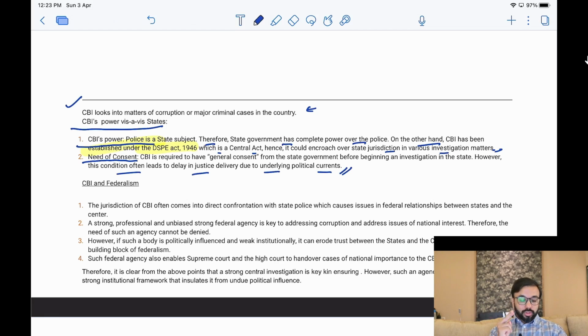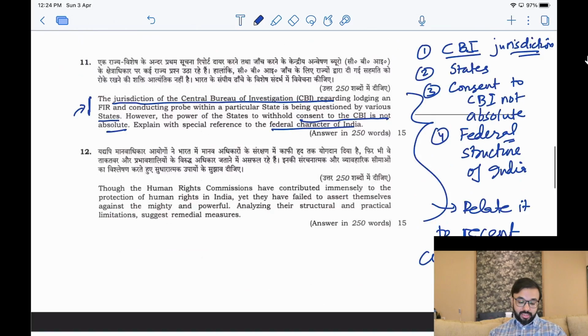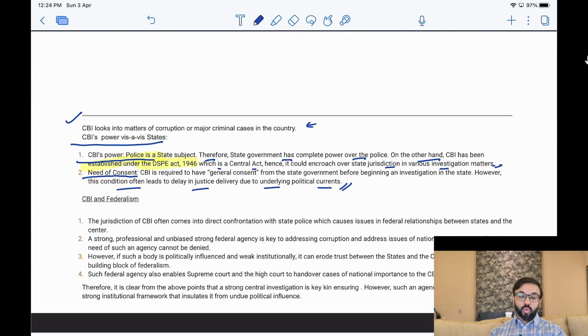Now there are two major things when this question is asked. It is asking about the jurisdiction of the CBI over the state matters, for filing a FIR, for conducting any kind of investigation within a state. So here we have given a little bit of description about that. And then we come to the main crux of the question, which is CBI and federalism. How CBI's powers affect federalism. And here there are 4 points to that.